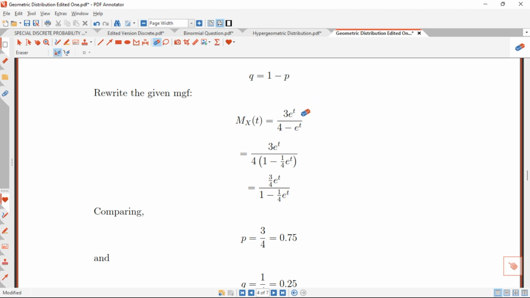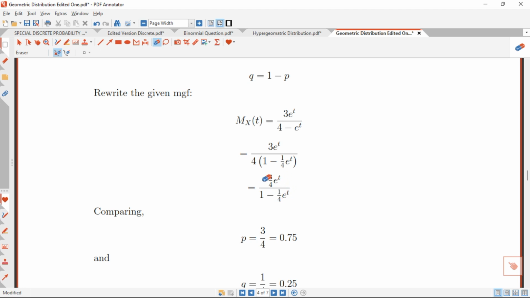As you can see here, the denominator can be written in this form because we are just moving 4 out. When you move 4 out, you are going to get 1 here, and negative 1 over 4, so that when you multiply, you get this expression. That's the reason why we had this one here. And then the numerator will be 3 times e raised to the power t. This can be written as 3 over 4 times e raised to the power t, all divided by 1 minus 1 over 4 e raised to the power t.